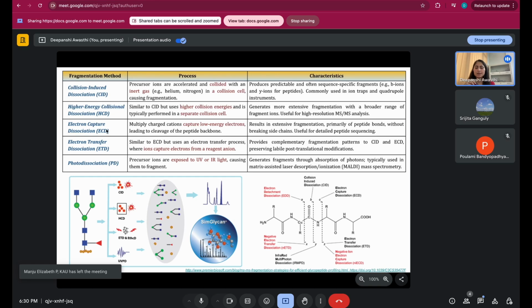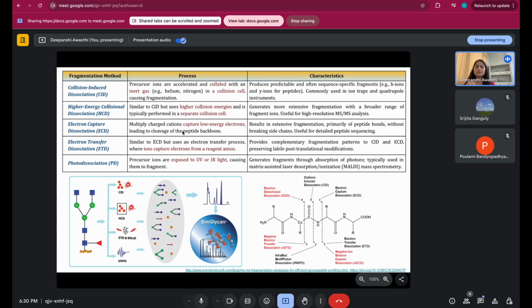Then comes electron capture dissociation. As the name suggests, electron capture. Multiple charged cations are used, which capture the low energy electrons, and after capturing those electrons, because the peptide contains multiple bonds, it will lead to cleavage, because we know that the bonds are formed by the sharing of electrons, those covalent bonds. So after removing the electrons, the bond will break.